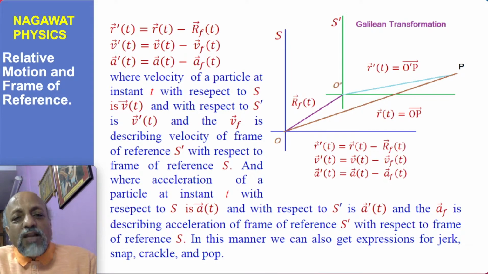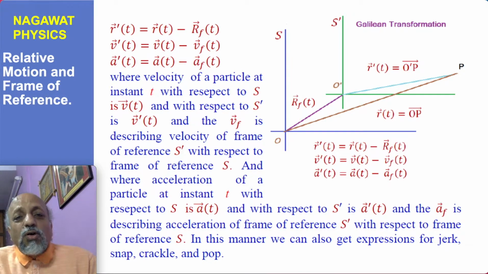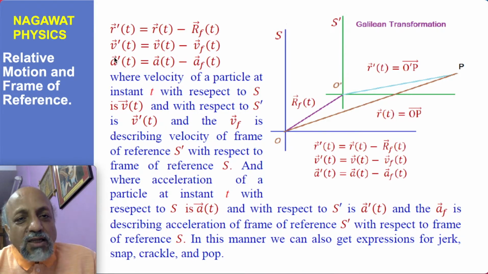And these three equations tell you that if you know R_F as a function of time, you can obtain V_F by differentiating it with respect to time, and the acceleration as a function of time you can obtain by differentiating V_F with respect to time. So if you know R_F as a function of time, then you can transform the information given in the frame S to obtain the information in the frame S prime. And because these are algebraic equations, you can also write the equations in such a manner that from the information given in the frame S prime you can obtain the relative information in the frame S also.